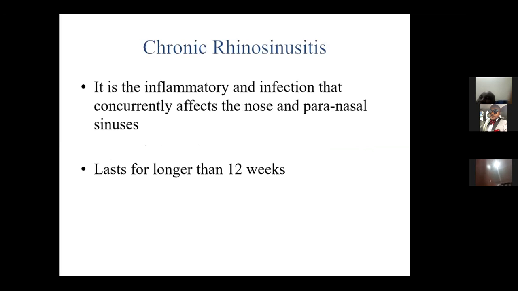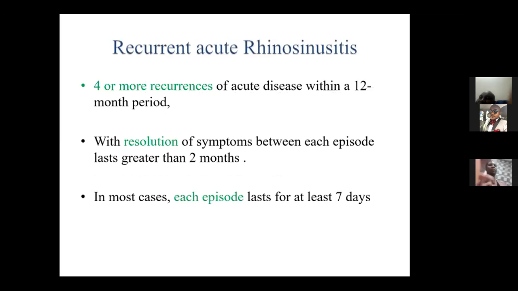We also have the chronic type. Usually the inflammation also infects the nose and the paranasal sinuses. Because of the progression of the disease, all the paranasal sinuses are eventually involved, and this usually occurs for greater than 12 weeks.